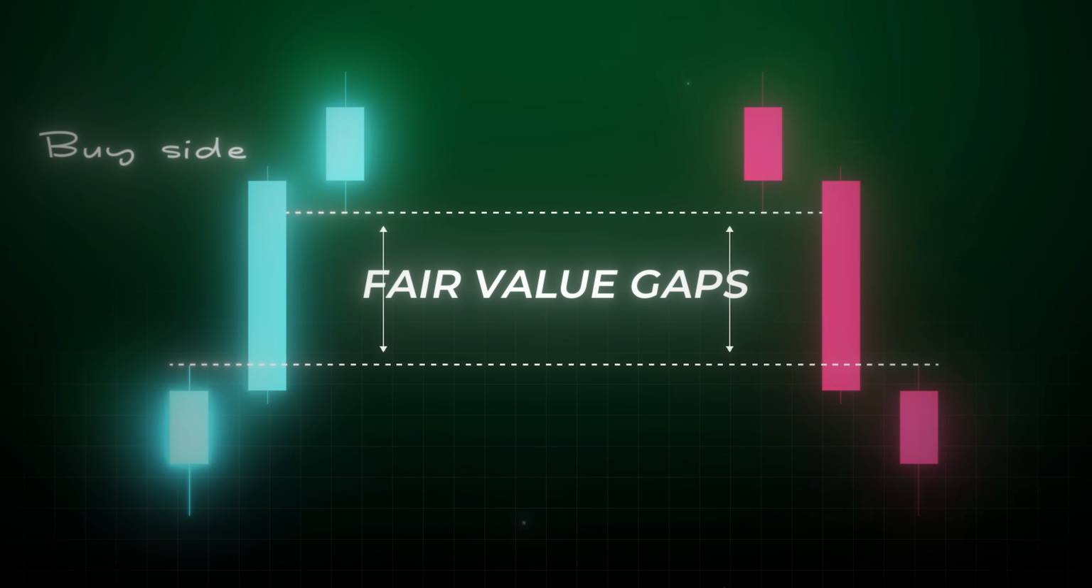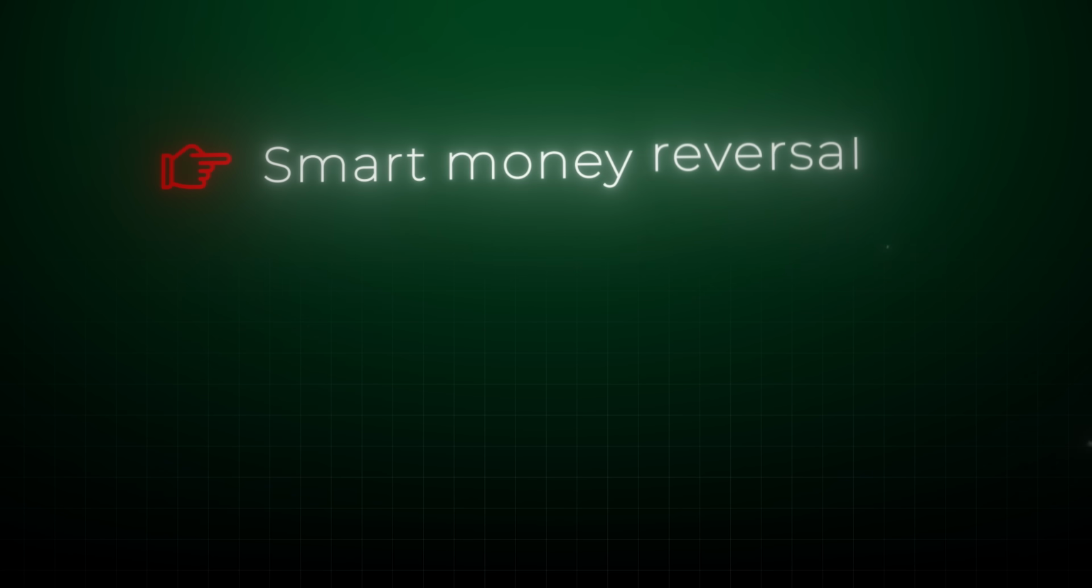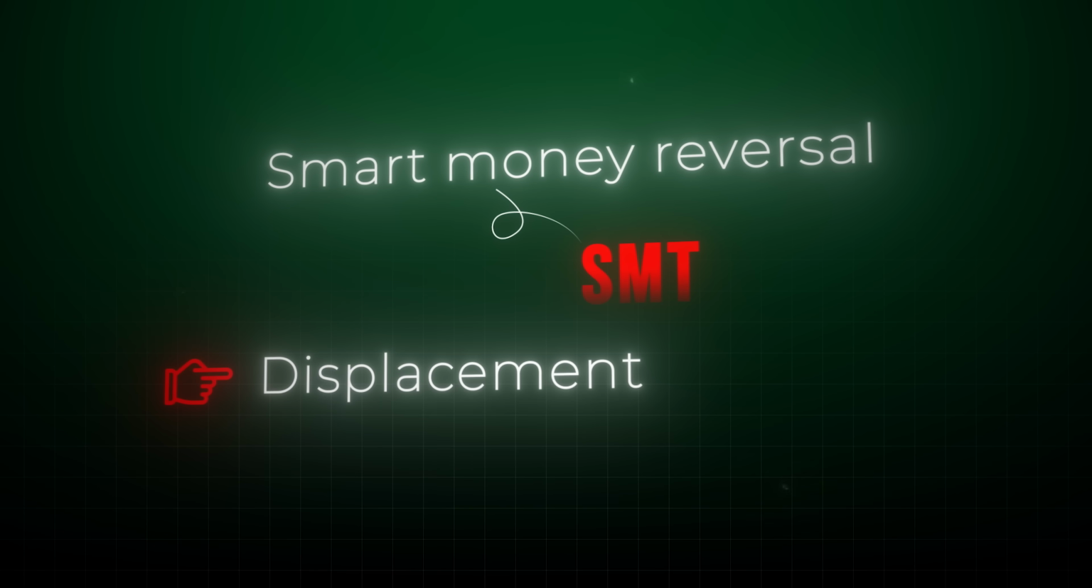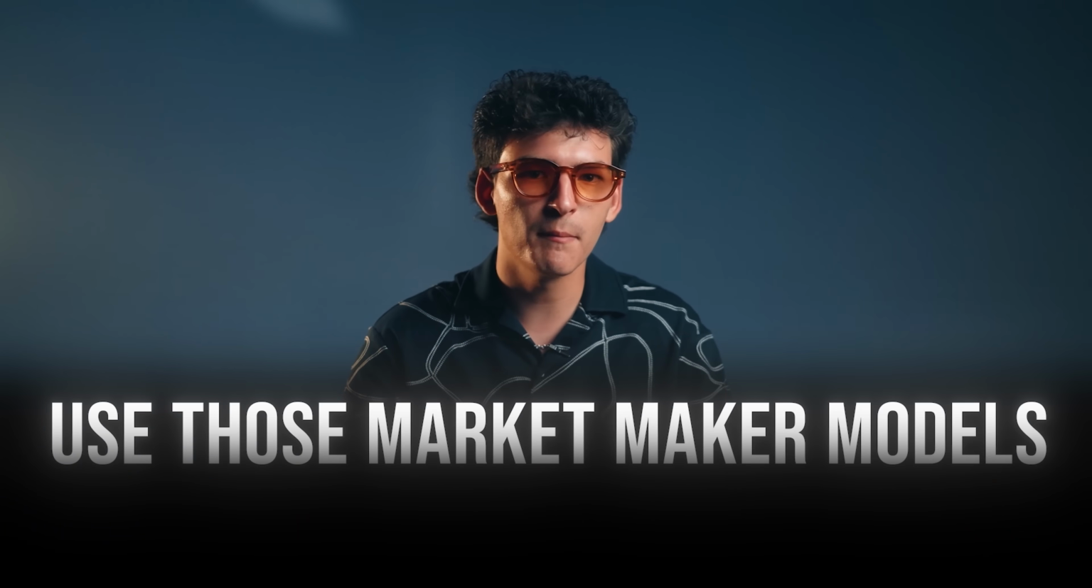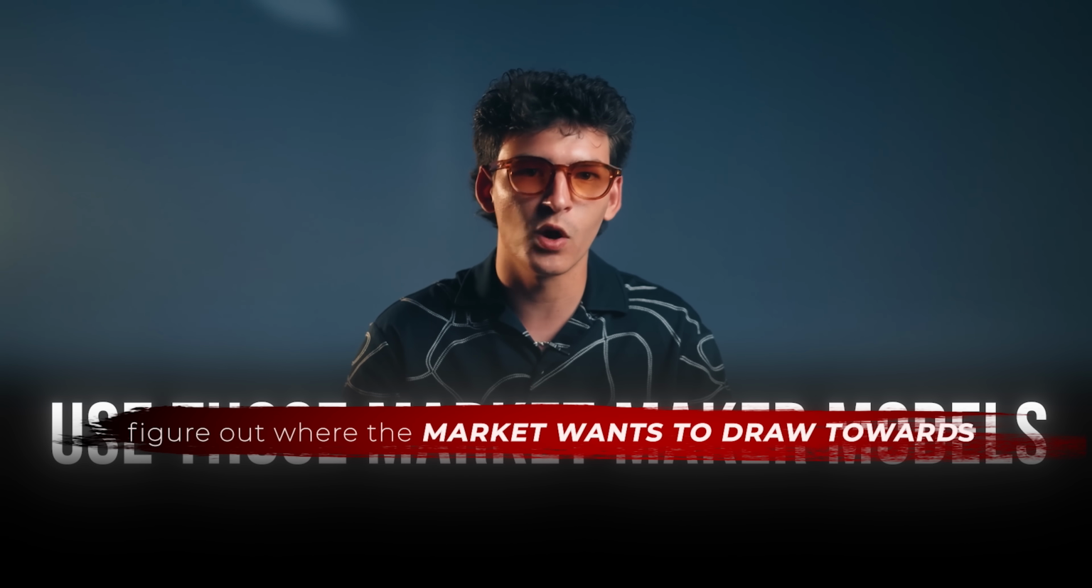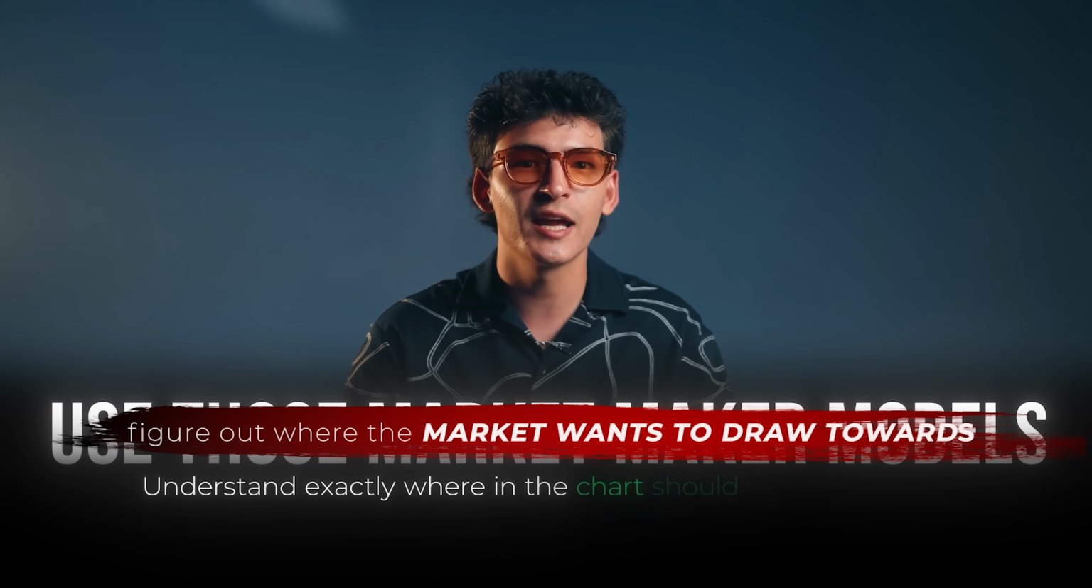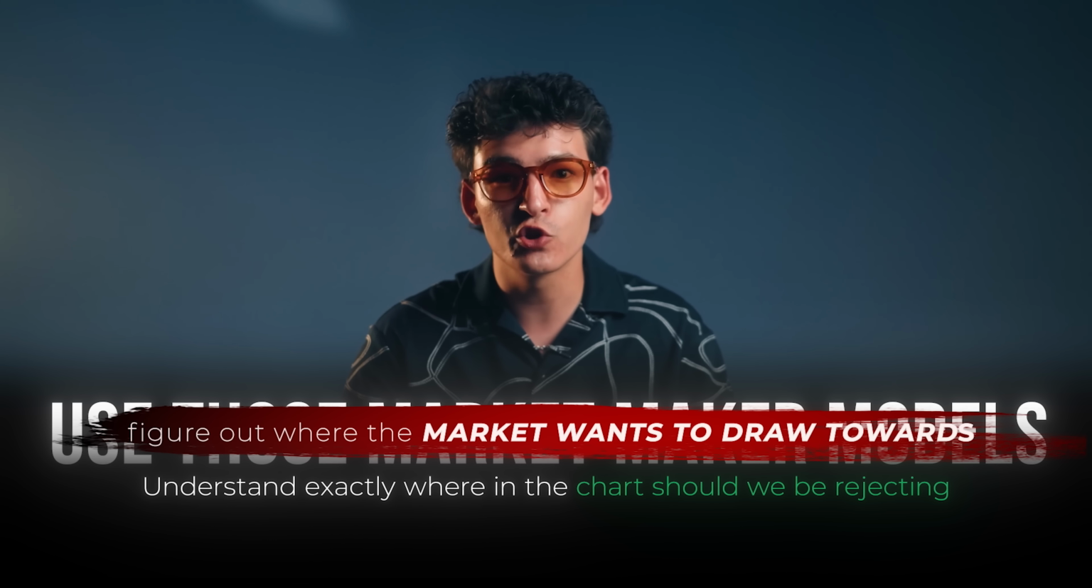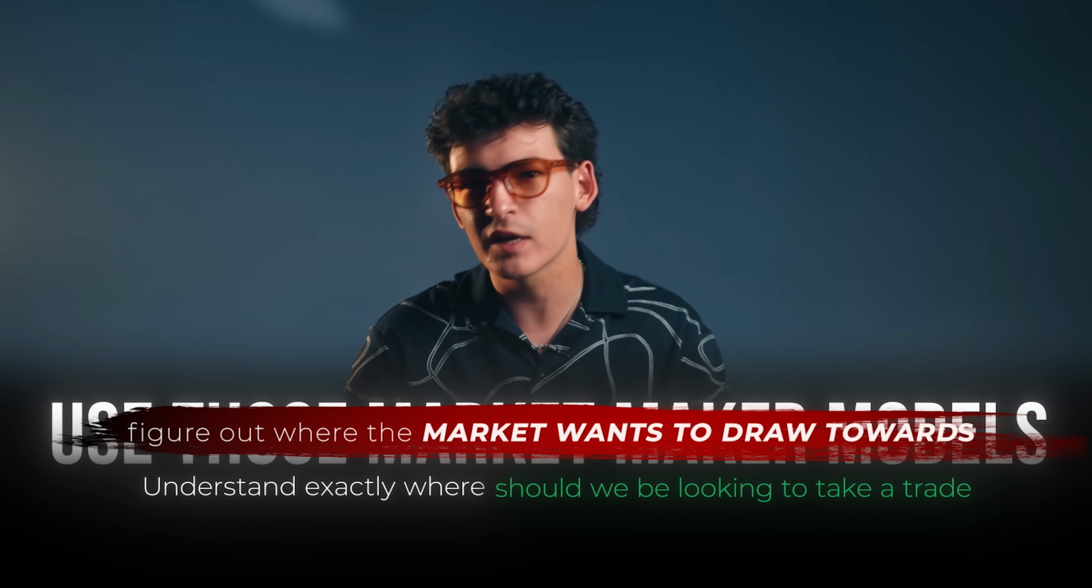We can look for manipulation in areas which we already expect to reject, like fair value gaps after a buy side or sell side level is taken. We can look for a smart money reversal, which is an SMT, look for displacement, and use those market maker models to figure out where the market wants to draw towards and actually understand exactly where in the chart we should be rejecting and where we should be looking to take a trade.